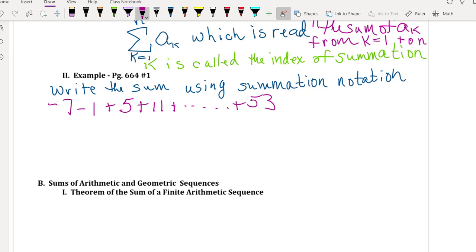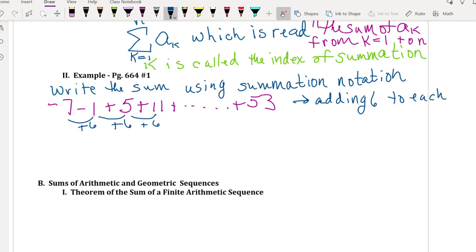So we have to figure out what is happening. How do we go from one number to the next? We have to determine what the original sequence pattern was. And then from there, we have to figure out how many terms we had. So let's see. When you look from negative 7 to negative 1 and then negative 1 to 5, what you see here is a plus 6. That's also a plus 6, and you can see that continues. So what we have is we are adding 6 to each term. So that makes it arithmetic.